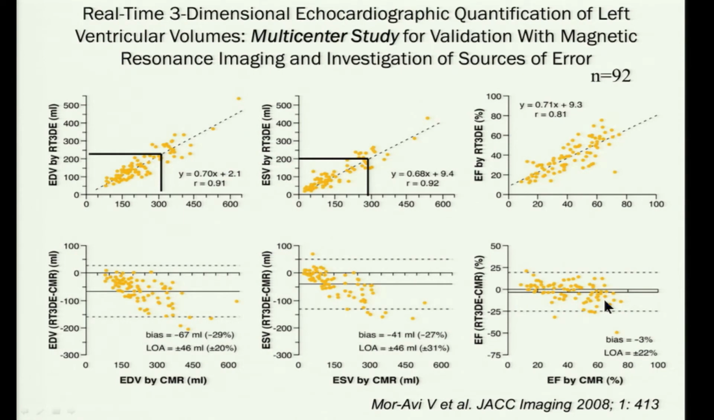And in fact, this was a pivotal study because it was a multicenter study where they compared this method with CMR. And results were pretty decent, as you can see here, for end-diastolic volumes by 3D, end-systolic volumes, EF. But notice that there is still that tendency. When CMR was around 300, 3D was about 230.